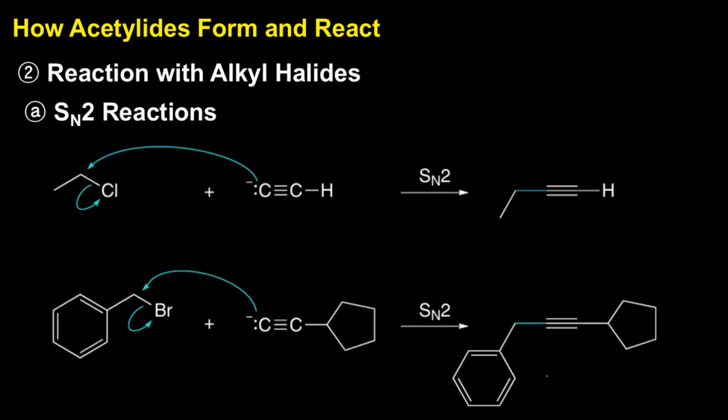And the result? We get a brand new carbon-carbon bond, which is a big deal. It means we can extend carbon chains by connecting the alkyne to another carbon piece. Whether you're working with a primary halide or something like a benzylic halide, as long as the setup is right, this reaction gives you a really powerful way to build up molecules.